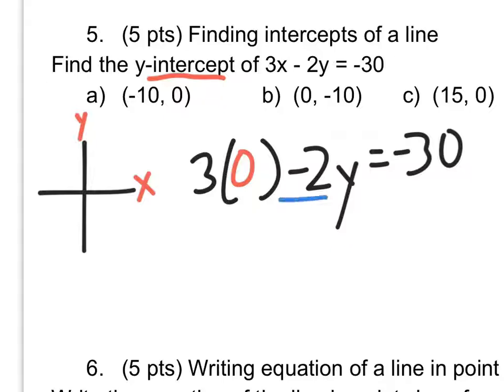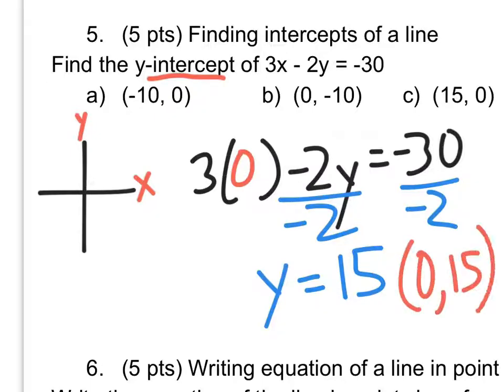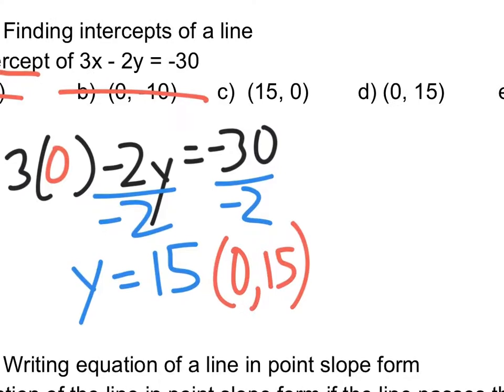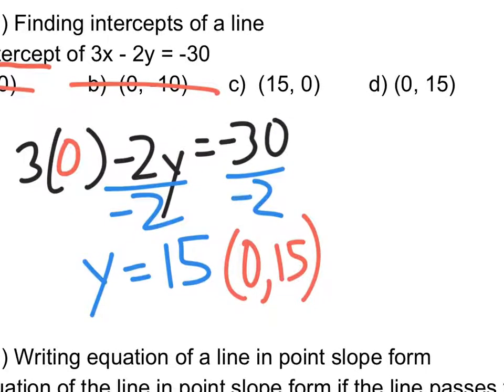Beautiful. And so 0 times 3 is 0, of course, and then we're just left with negative 2y equals negative 30. Let's divide both sides by negative 2 because we need to isolate the variable. Negative 30 divided by negative 2 gives us positive 15. So y is 15. What is the y-intercept going to look like? It's going to look like 0, comma 15. Is that an option for A? Nope, not for B either. What about for C? For C, I see it's 15, comma 0, but we know that the y has got to be 0. So the option, of course, is D.